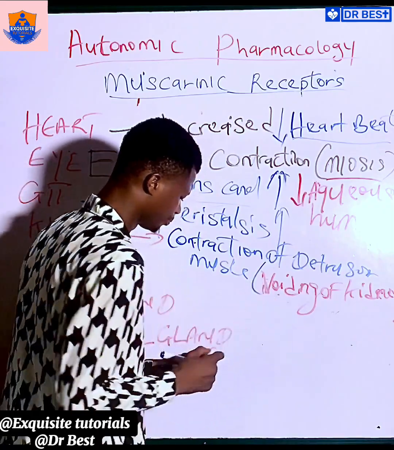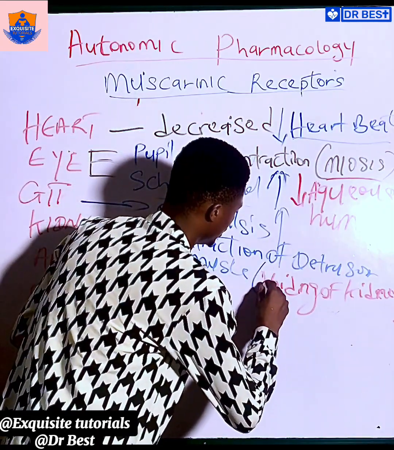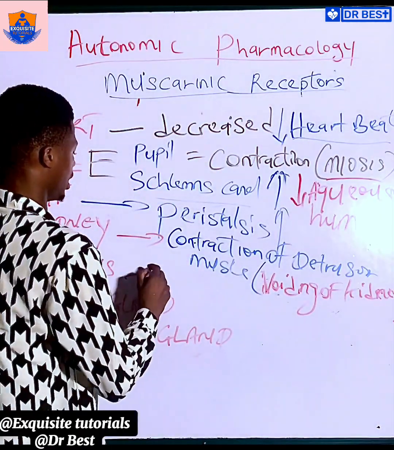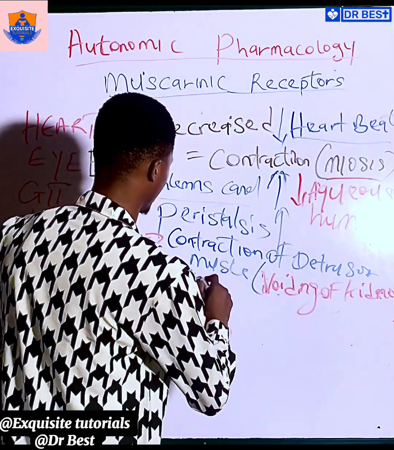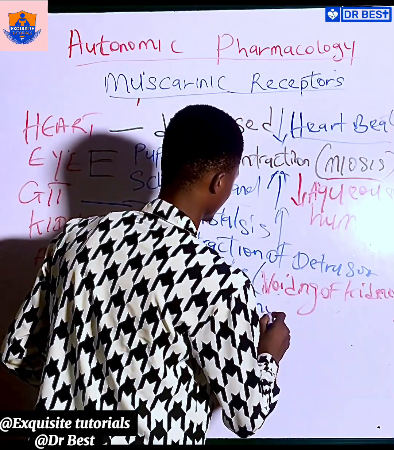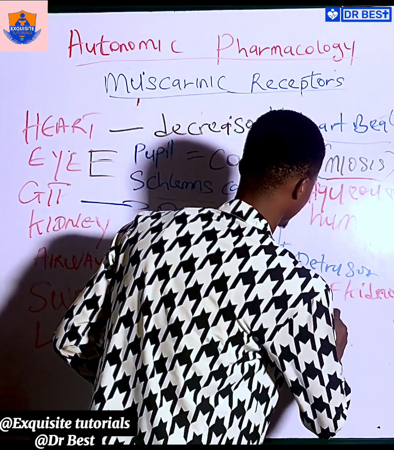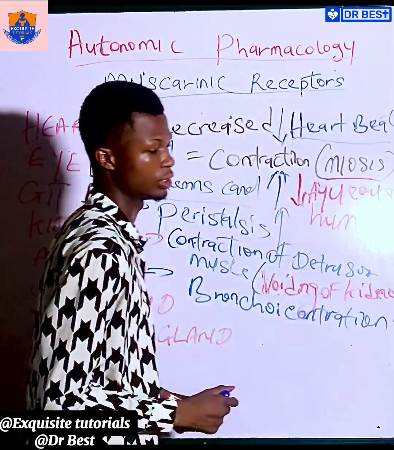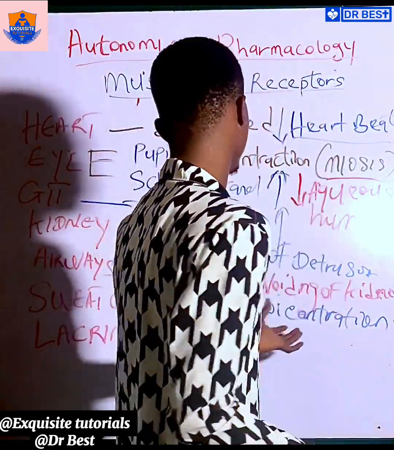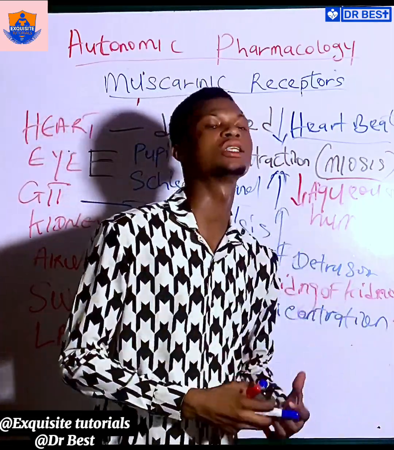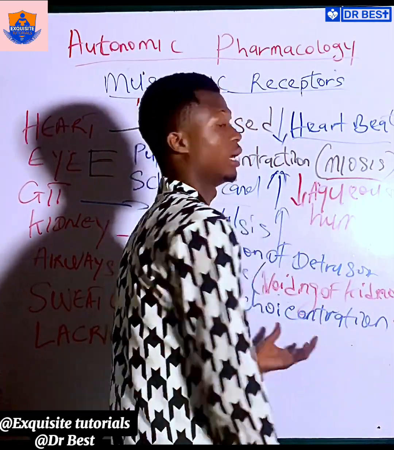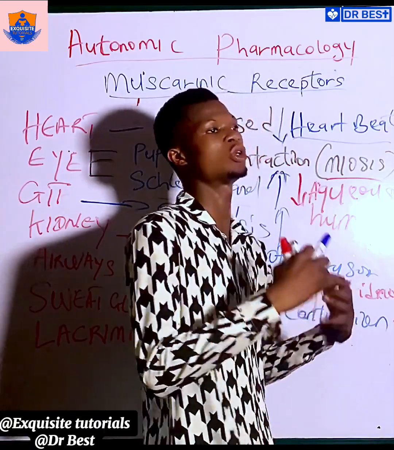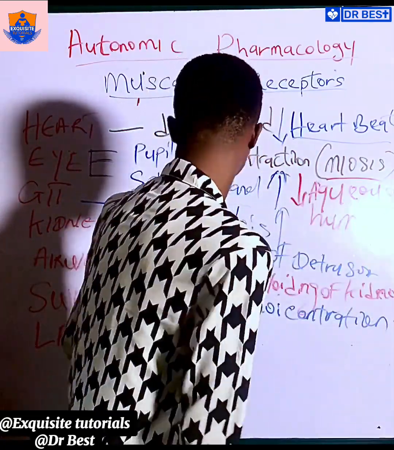So the rate at which you pass out urine is going to increase when muscarinic receptors are stimulated in the kidney. Now, in the airways, it's going to cause bronchoconstriction. So it's going to lead to contraction of the airways, which means stimulation of muscarinic receptors is not good for an asthma patient who already is suffering from bronchoconstriction.